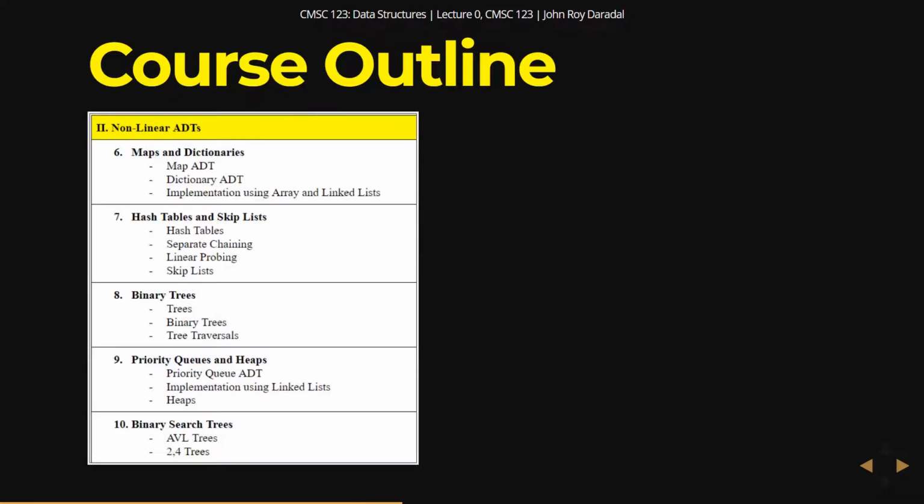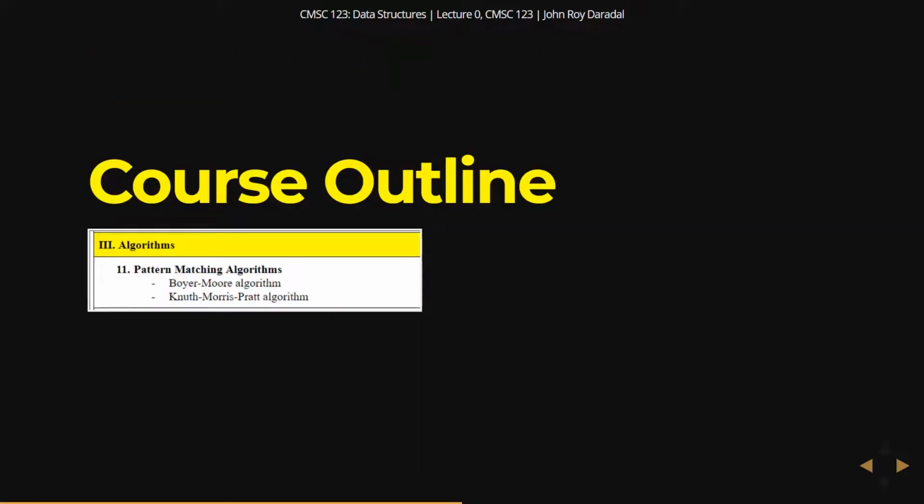Okay. Now for the second part, we will have non-linear ADTs like the maps, the dictionaries, hash tables, skip lists, binary trees, and then priority queues and heaps. Okay, we will also learn about binary search trees, like the AVL and the 2-4 trees. Okay, so these are all non-linear ADTs. And then on the last part, we will also learn some pattern matching algorithms like the Boyer-Moore and the Knuth-Morris-Pratt algorithms. Okay, so this will be in the last part na. Okay, so those are the topics for ComSci 123.